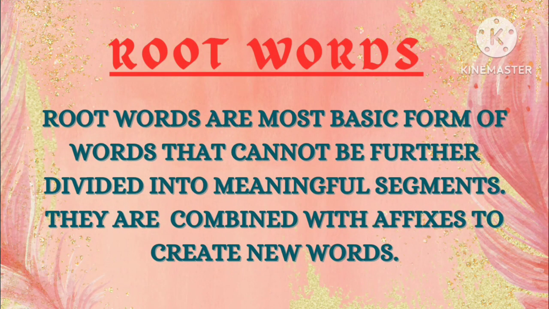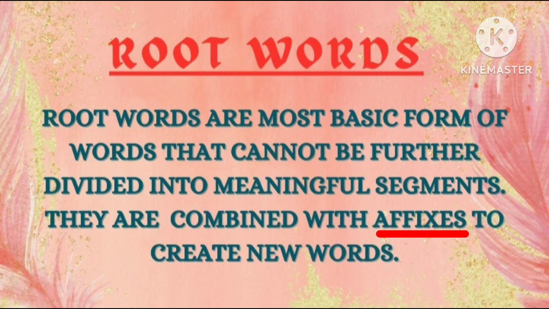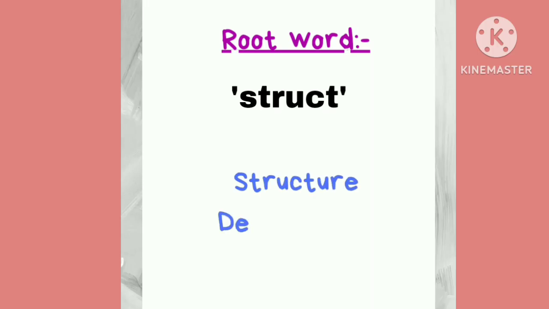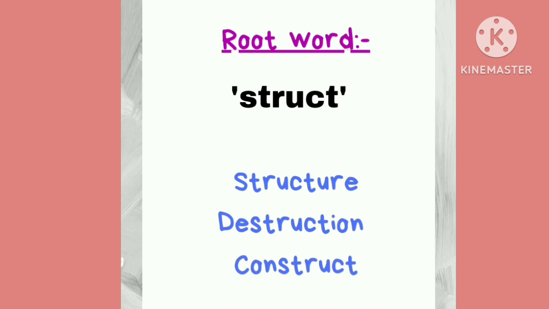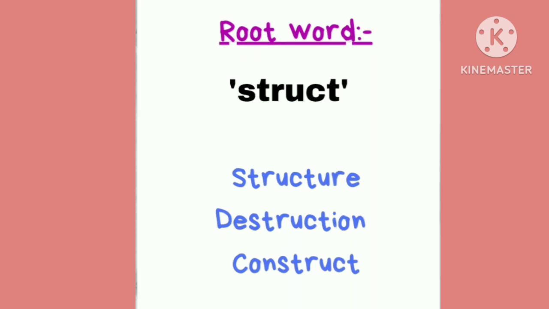Root words are the most basic forms of word that cannot be further divided into meaningful segments. They are combined with affixes to create new words. Like struct is a root word here and it cannot be further divided into meaningful segments. But when affixes are added to it, it forms new words like structure, destruction, and construct.